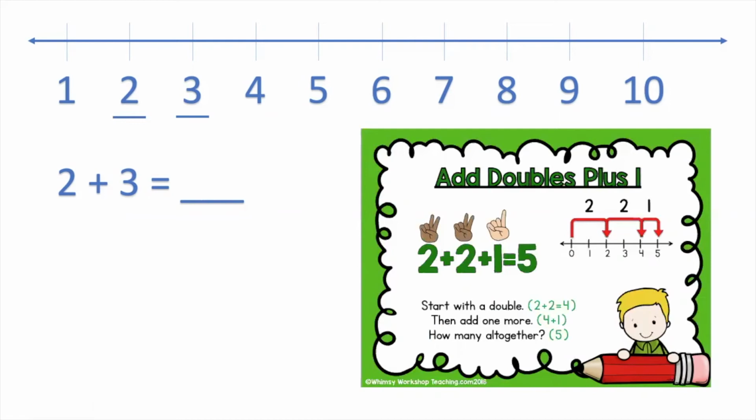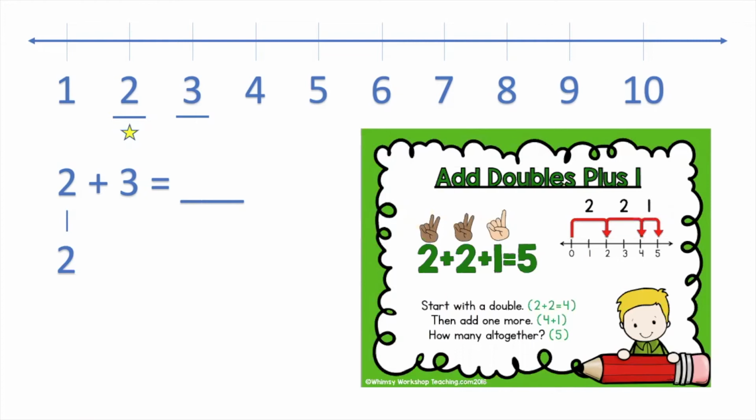We start with the smaller number. That's the one that comes first on the number line. Here we start with 2. It comes before 3, so it's the smaller number. I'm going to bring down 2 in my equation.